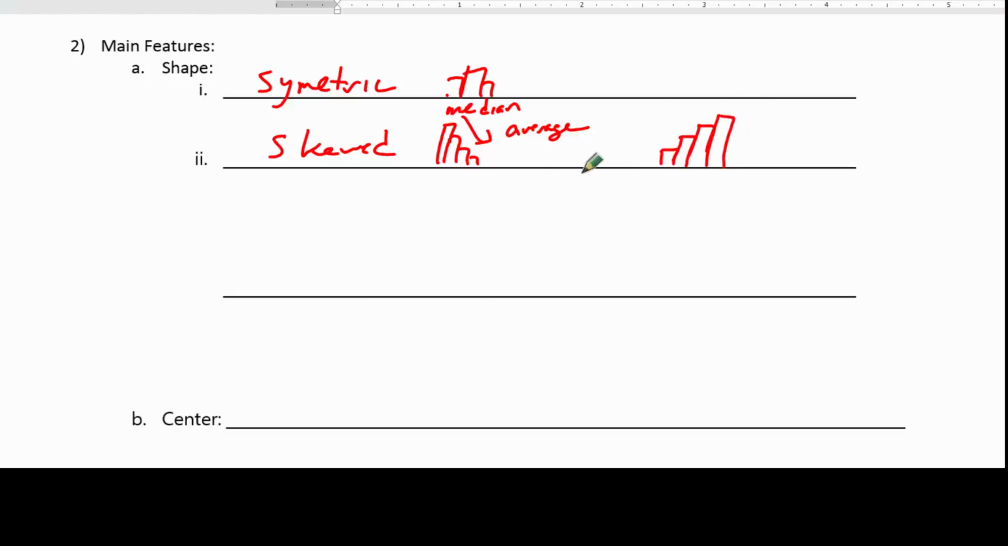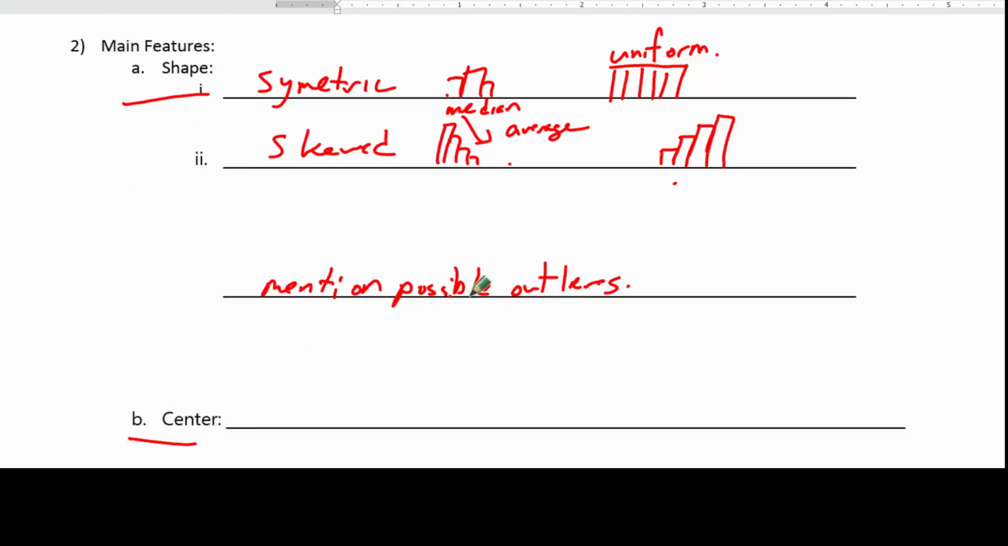Now that's not the only option. It can be symmetric, it can be skewed, it could also be uniform. This would be a uniform distribution. Now when you're reporting on the shape, you need to talk about whether it's symmetric or whether it's skewed. But you always want to mention possible outliers. And if you're told to describe a distribution, you have to talk about the shape, the center, and the spread.